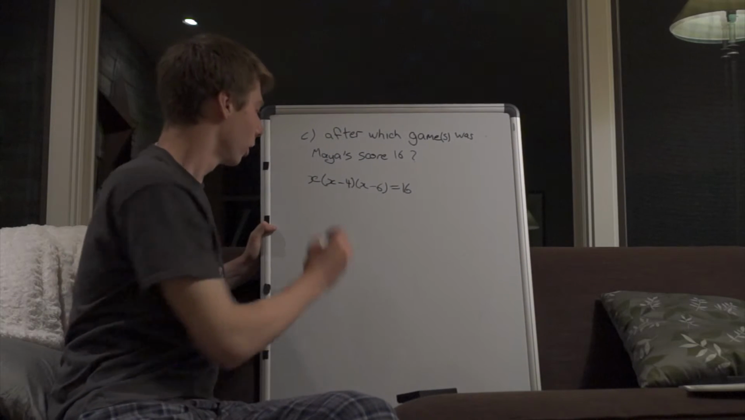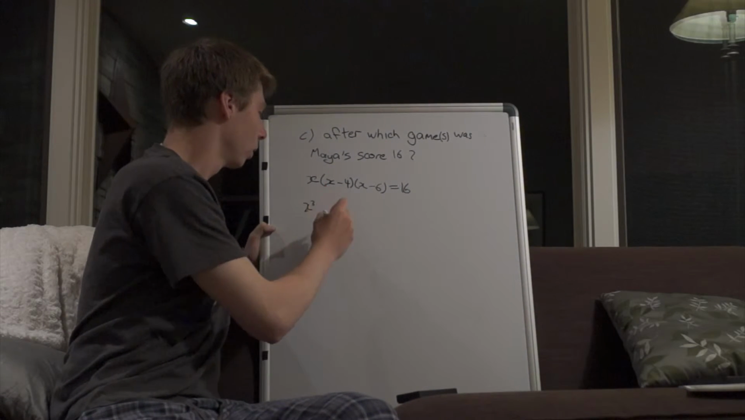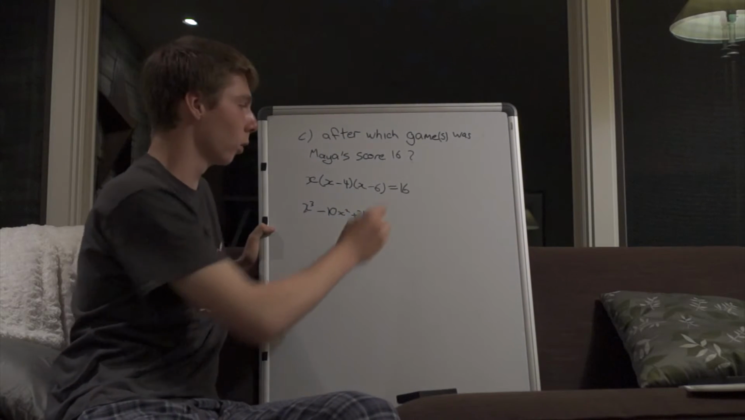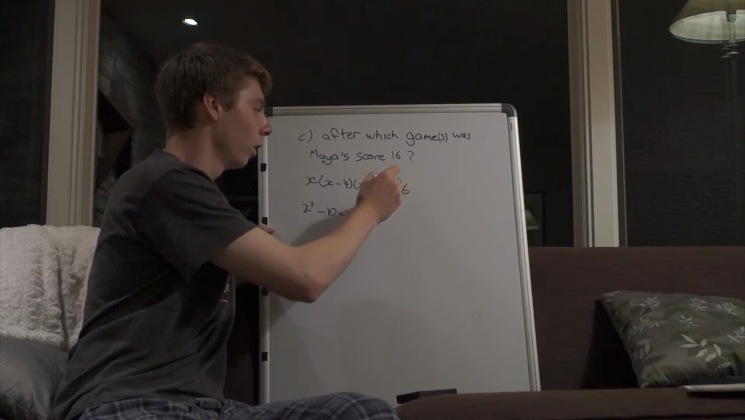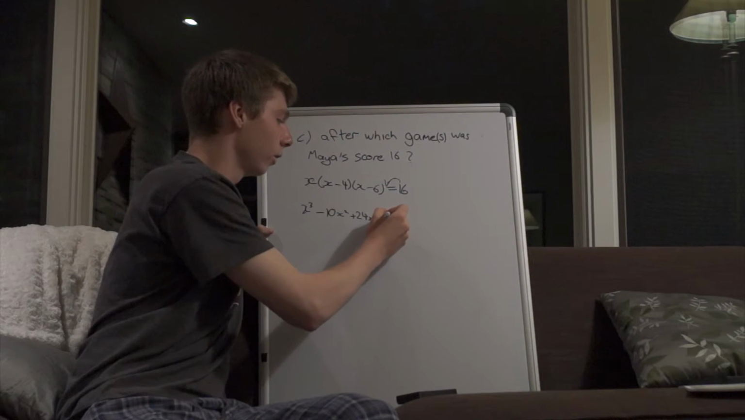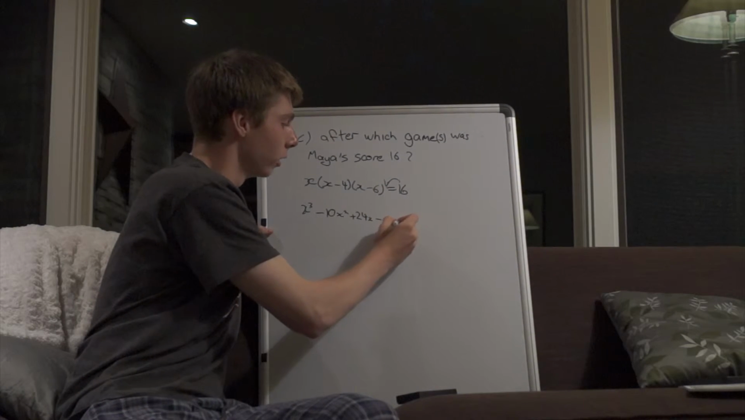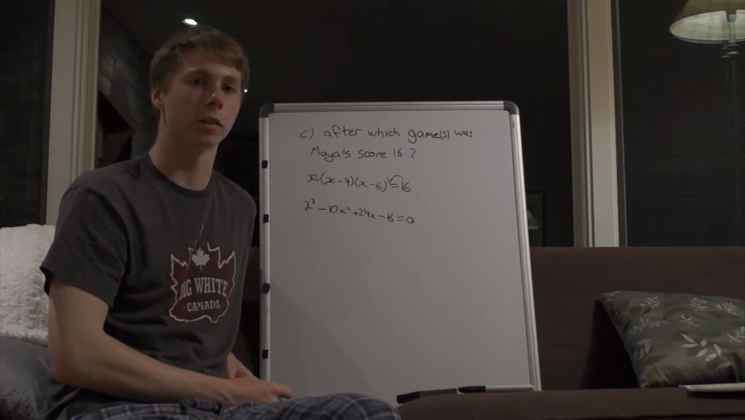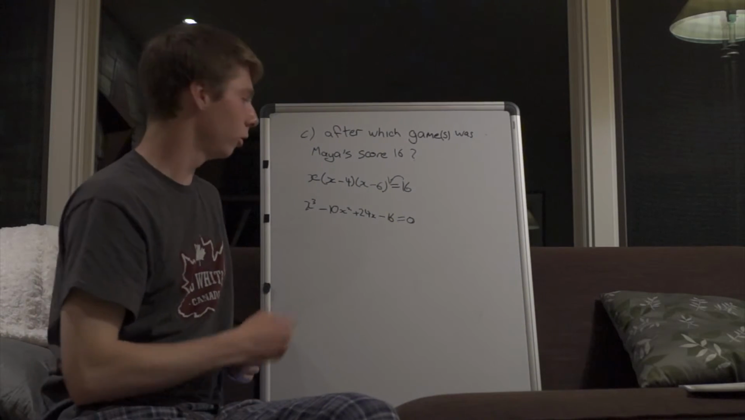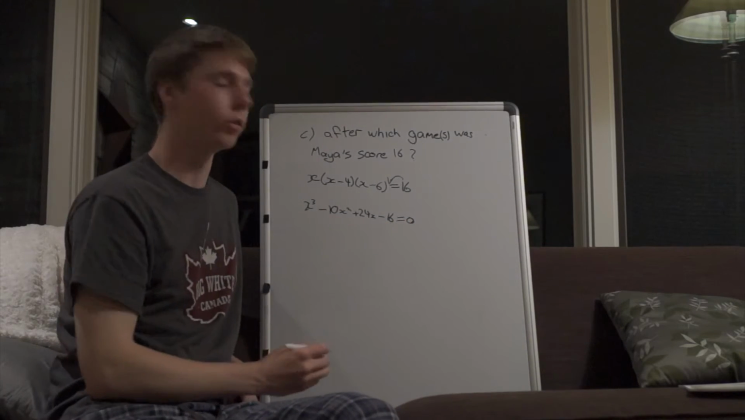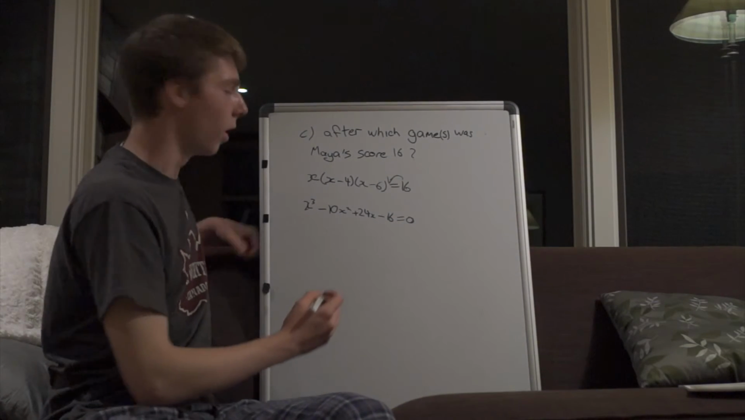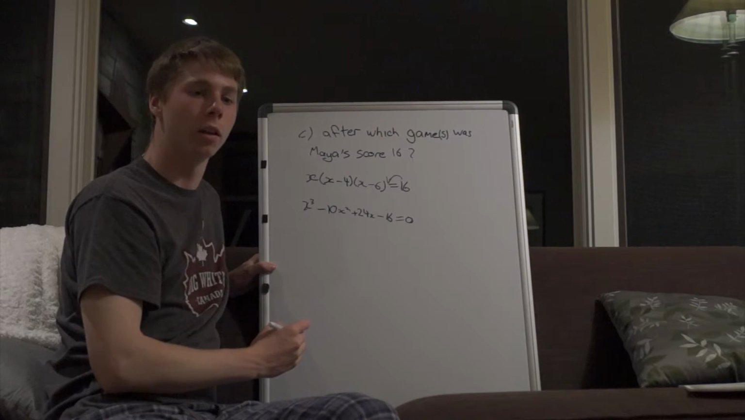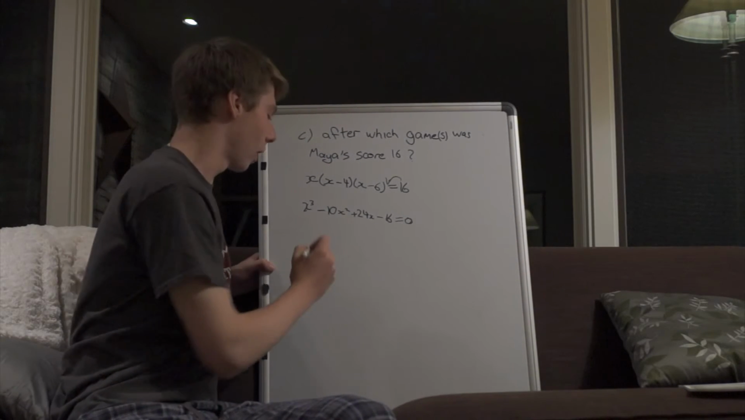Again, we're going to expand out. But this time, we're going to bring the 16 over, and it's going to give us negative 16. This whole thing will be equal to 0. Again, we're going to try and find a factor. If we plug in 2 to this equation, it gives us 0, which means 2 is a factor. We can then use synthetic division again to give us another quadratic.